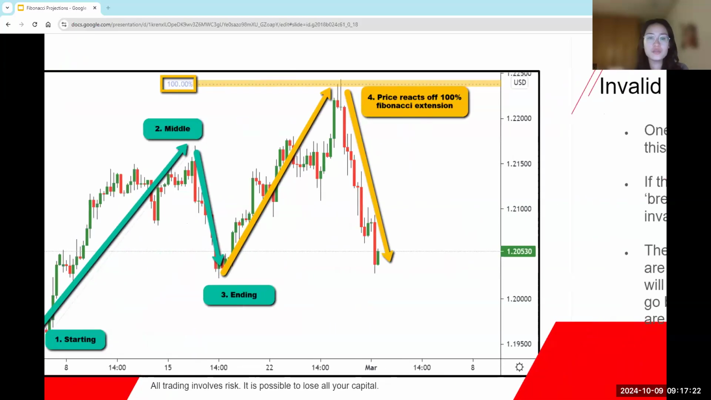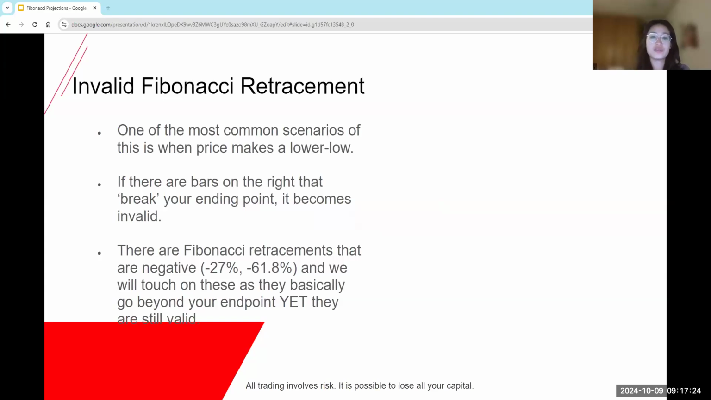Okay. So when does a Fibonacci retracement level become invalid? One of the most common scenarios of this is when price makes a lower low. This is assuming you are drawing from the top to the bottom. I'll show you an example in a bit. But if there are bars on the right that break your ending point, it then becomes invalid. There are Fibonacci retracements, like we mentioned earlier, that are negative, your minus 27.2 and your minus 61.8. But these go beyond your endpoint and they are still valid.